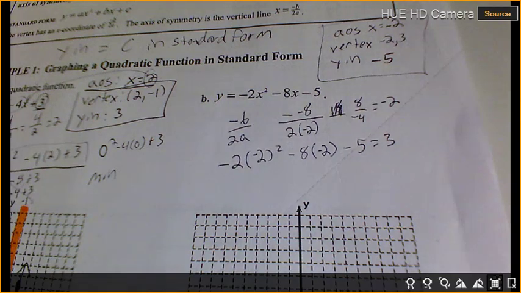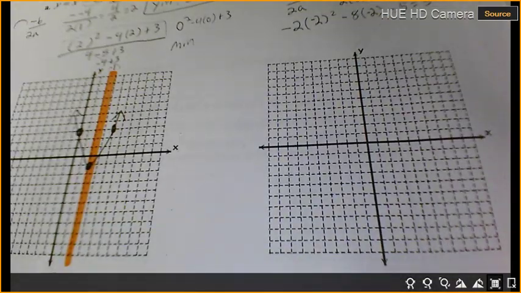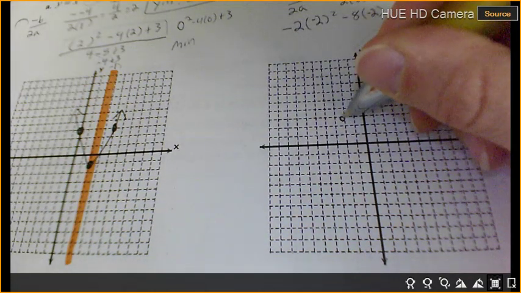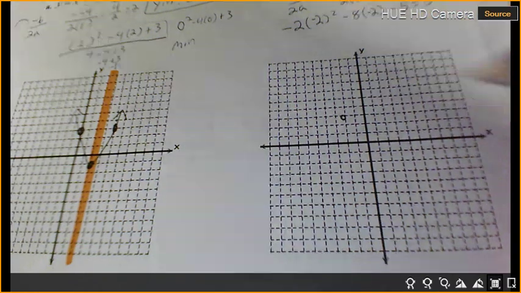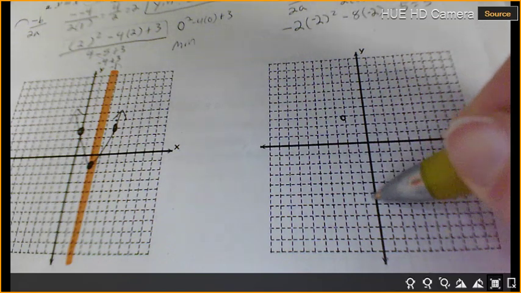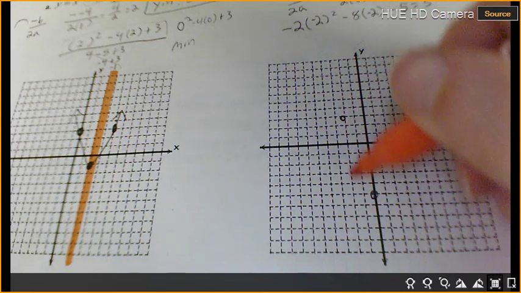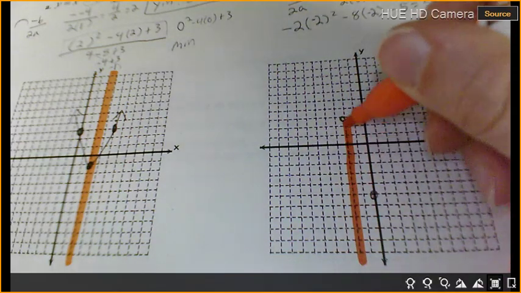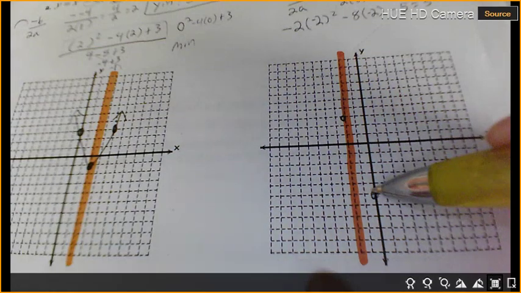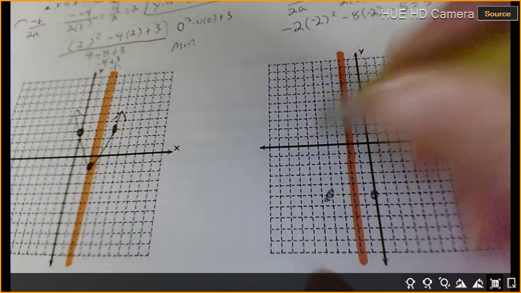Okay, come here. So we should get 3, and then we should plot the points. We're going to go negative 2, up 3. There's my vertex. Negative 5. Remember, right here in orange, that's my axis of symmetry. So we're 2 away, so we want to go 2 on the other side, right? So you count the line.